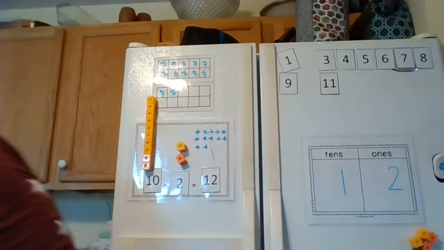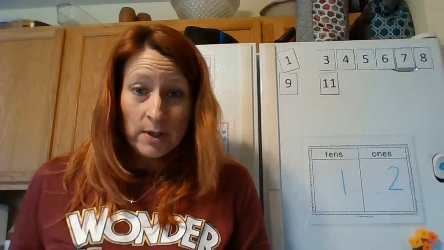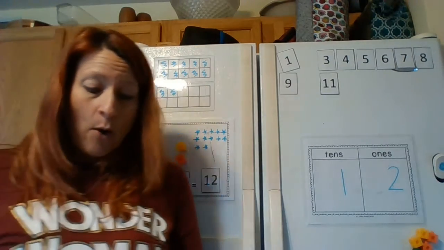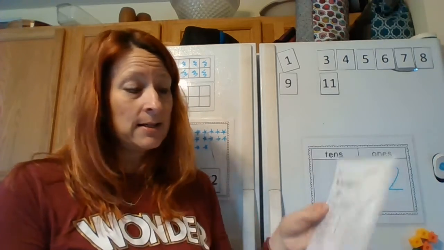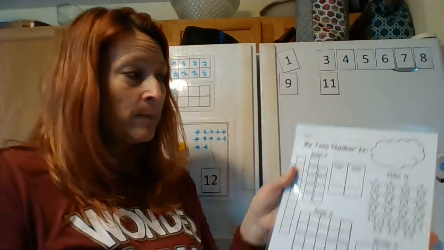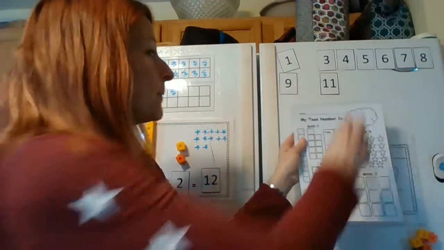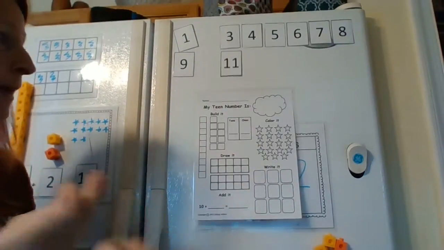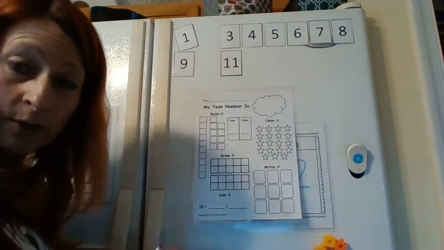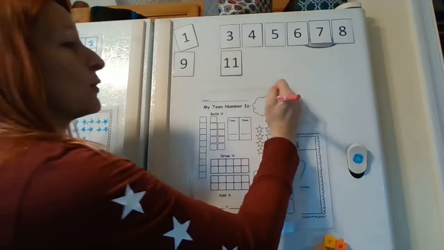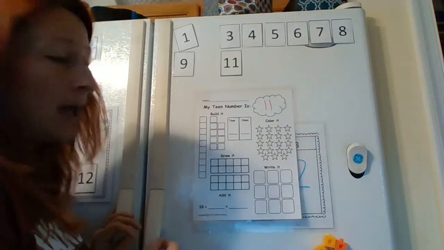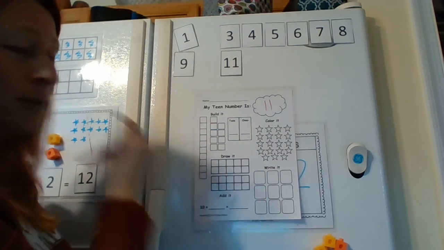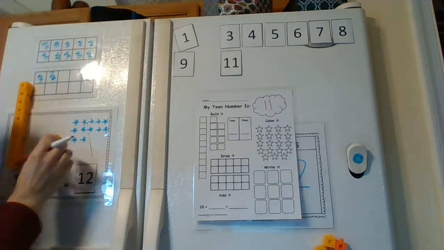Now, here's what you are going to be doing today on your math activity. You are going to get a sheet like this that says my teen number is. So I'm going to put this here. When you write this today, you're going to have 2 to do. You're going to do 11 and 12. So you're going to write 11. And then it says build it. Build it is using the blocks that I just did here.